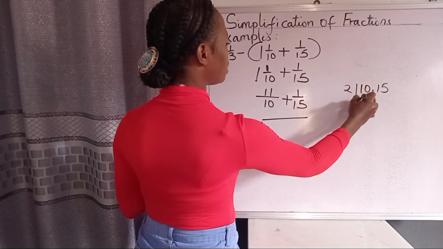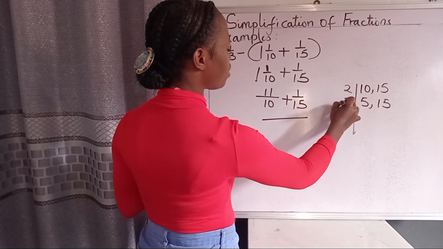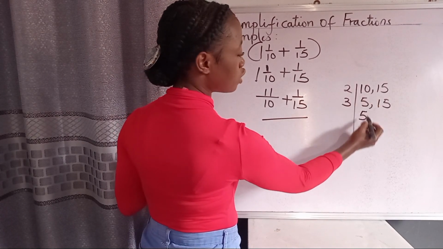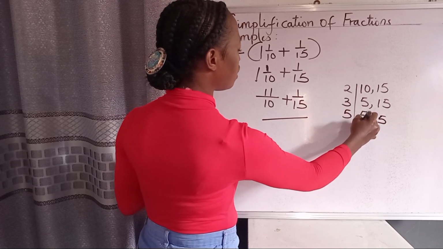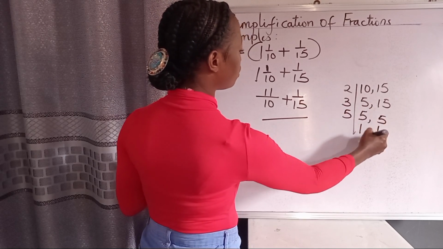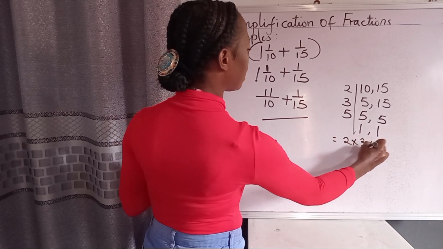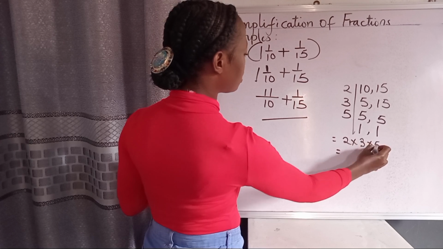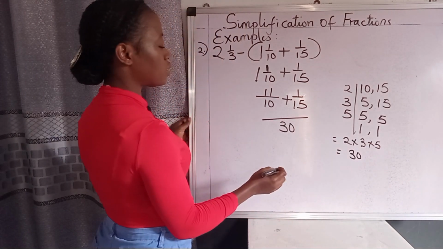2 in 10 is 5. 2 cannot go into 15, so you bring it down. Obviously 3 can go. 3 here is 5. 3 in 5 is not possible, so you bring down 5. 3 in 15 is 5. Then we have 5. 5 divided by 5 is 1. Okay, so our LCM is going to be 2 times 3 times 5. 2 times 3 is 6. 6 times 5 gives you 30. So we have 30 as our LCM.